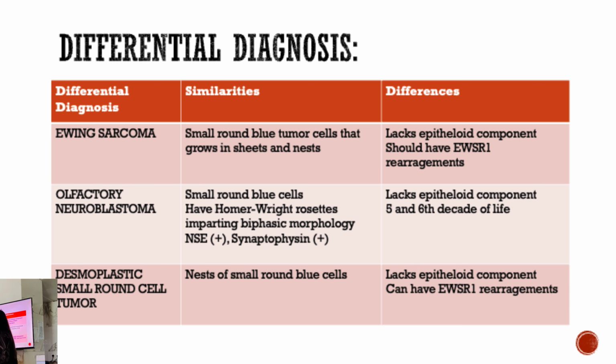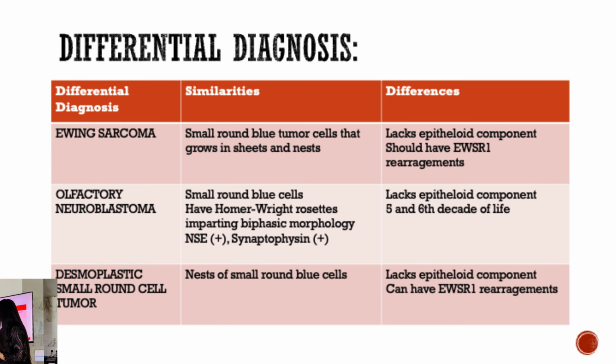So let's go on to the differentials. Rhabdomyosarcoma was a good differential, and I'll explain in a minute. Since we had two populations of cells, we'll think of differentials based on both of them. The first four differentials would be on the small round blue cell population. First to come to mind is Ewing sarcoma. It does have small round blue cell tumors which grow in sheets and nests, but it lacks the epithelioid component, and it should have the EWSR1 rearrangement, which is not present in our case. So that rules out our first differential.